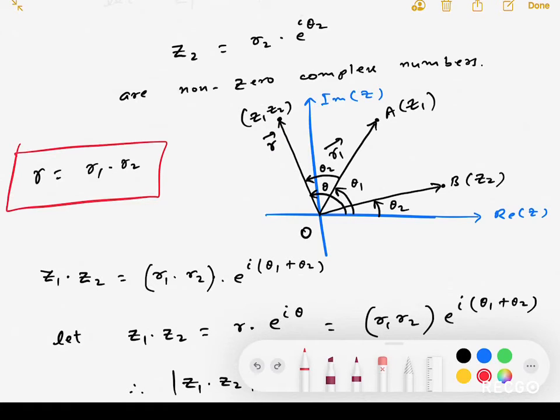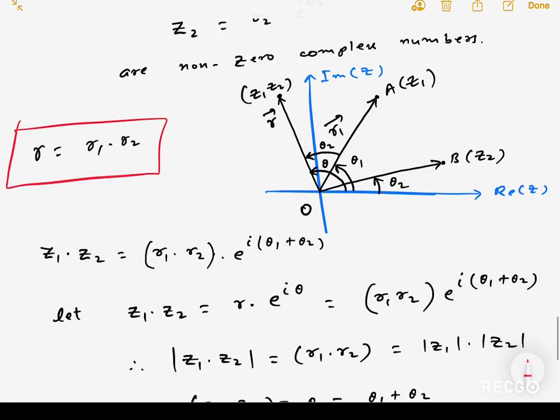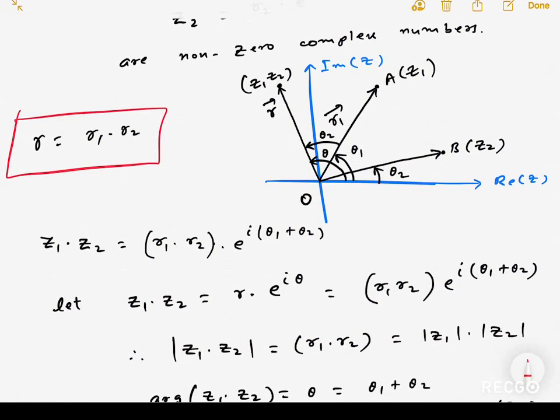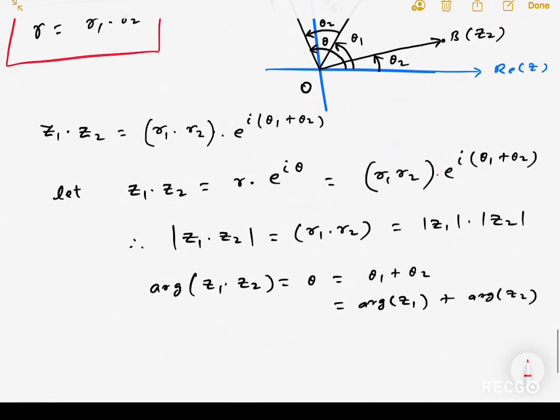So in short, we can explain that this r vector has been obtained by rotating the OA vector by angle theta 2 and then scaling its length so that its length becomes equal to r1 into r2. So you can say that you're just scaling the r1 length by a factor of r2. So net is r1 into r2.